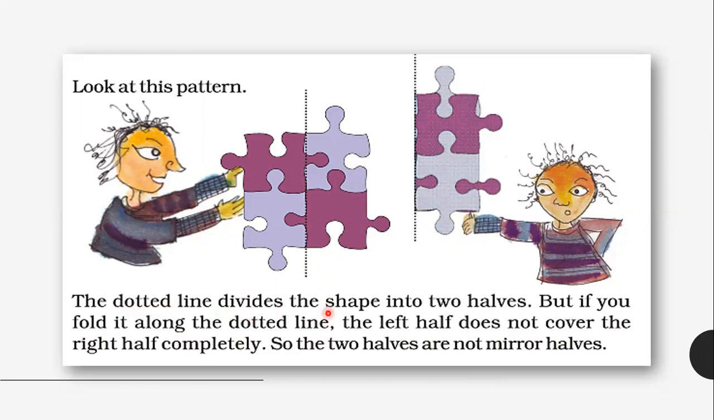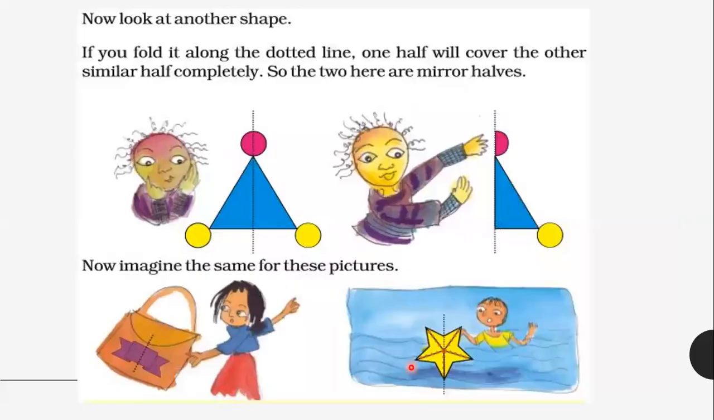The dotted line divides the shape into two halves, but if you fold it along the dotted line, the left half does not cover the right half completely. So the two halves are not mirror halves. They are not identical. The figure is not symmetrical. Okay. Now, next part. See, here some more shapes are given.